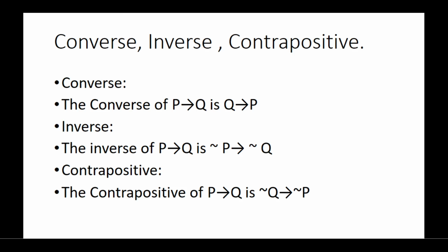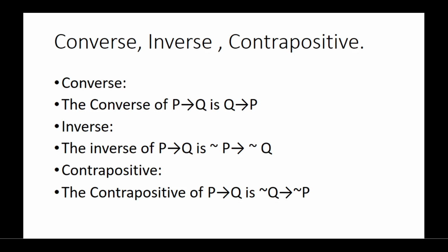For example, if two triangles are similar, then their corresponding sides are proportional. So the contrapositive is negation of Q implies negation of P: if the corresponding sides of two triangles are not proportional, then the two triangles are not similar. So these are the three important statements: converse, inverse, and contrapositive of the given conditional statement.